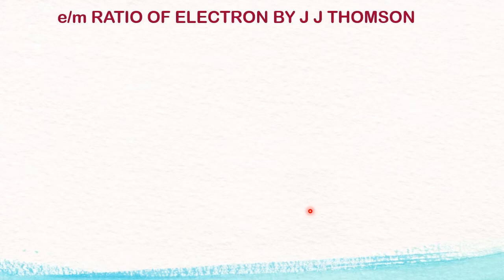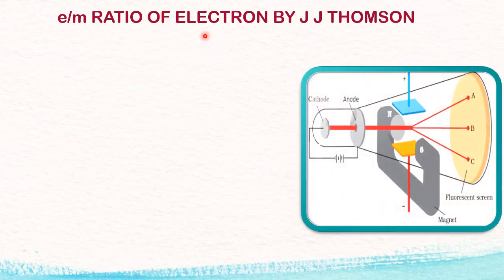My dear friends, J.J. Thomson's next assignment was to know the charge by mass ratio, which is popularly known as the e/m ratio of an electron. For this, he used a slightly modified discharge tube, which is there on the screen now. This is the e/m ratio of the electron by J.J. Thomson, and for this he was given the Nobel Prize. This is his modified discharge tube.